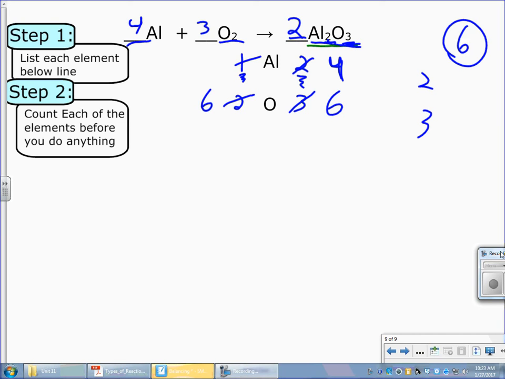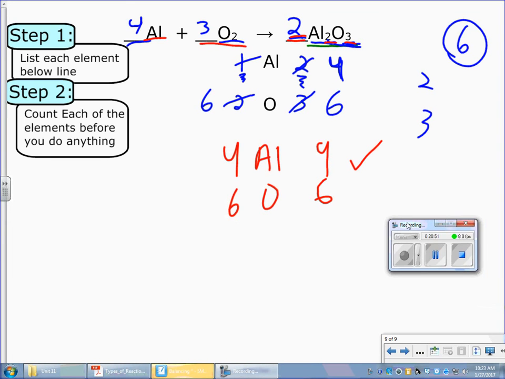So do that final "check yourself before you wreck yourself" here, and you go through and say, 4 Al on the left, and we have 2 times 2, so 4 on the right. Check. And we do 3 times 2, we have 6 oxygen on the left, and we do 2 times 3, we have 6 oxygen on the right. So that is fully balanced here.